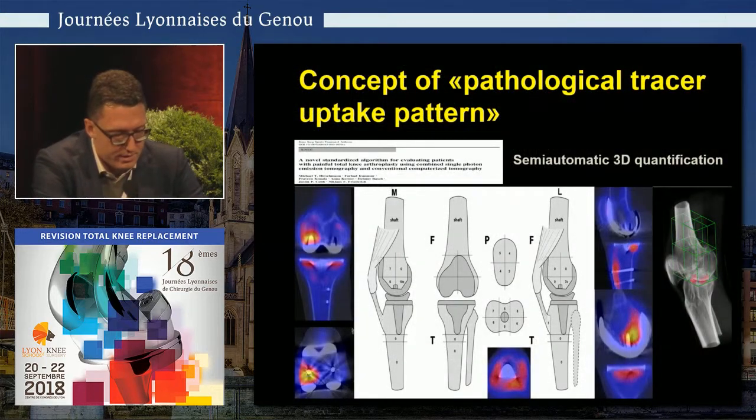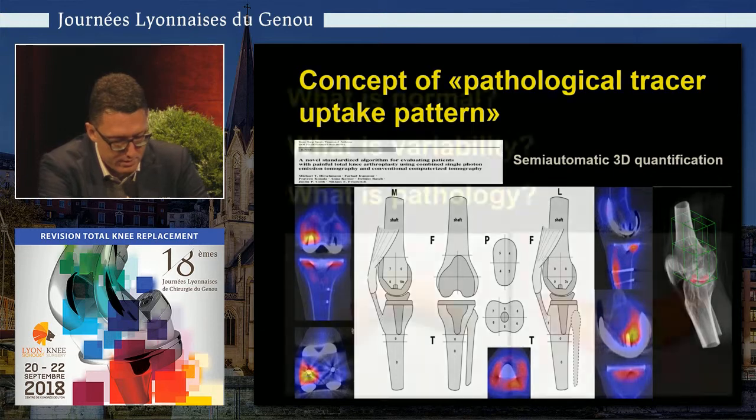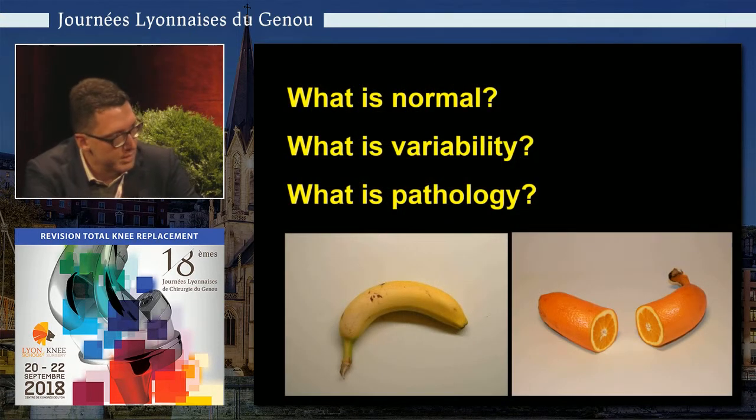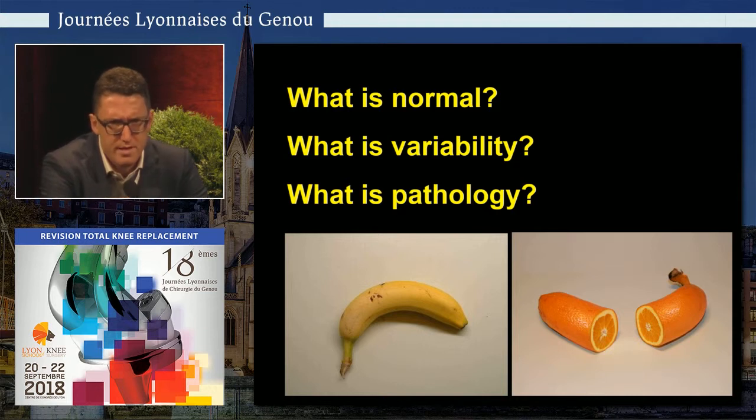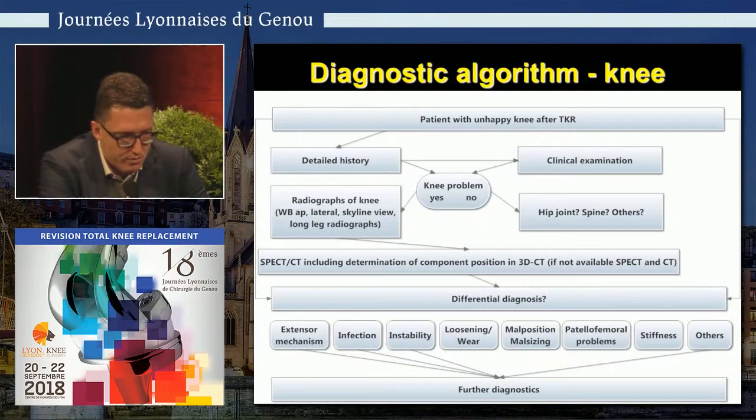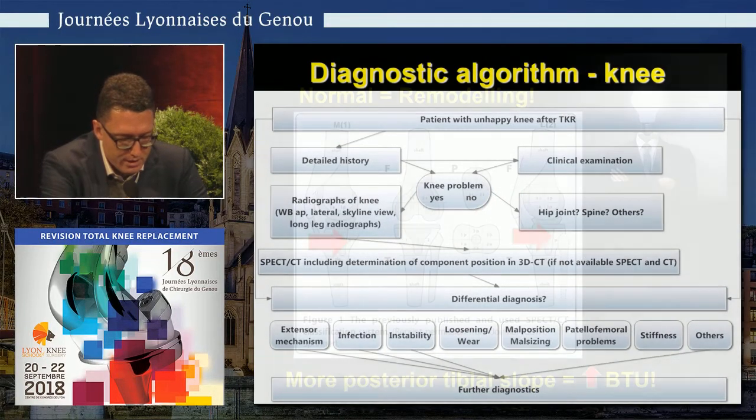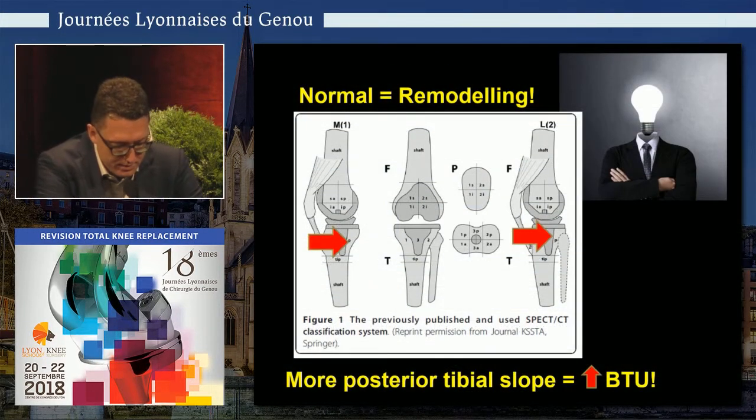We have published this concept of pathological tracer uptake patterns. You can read this. We also looked at what is normal and what is not. If you don't know what is normal after a total knee, then it's hard to judge what is pathological. So I'd like to go through some of these findings we have actually found in our studies.